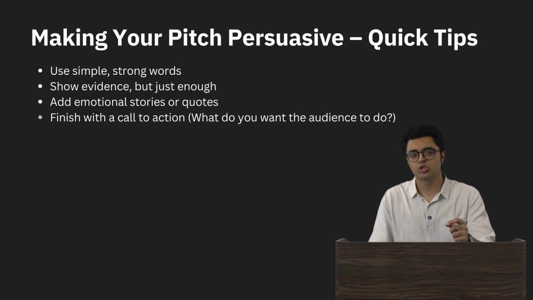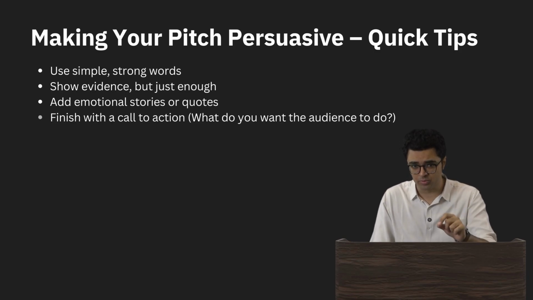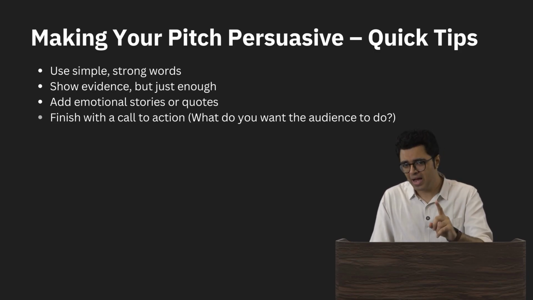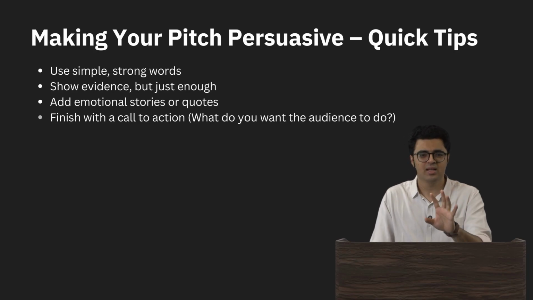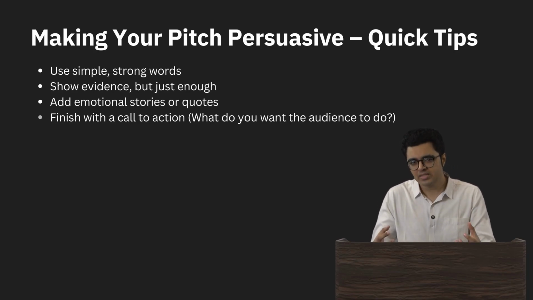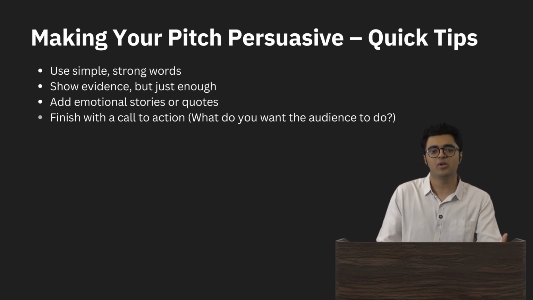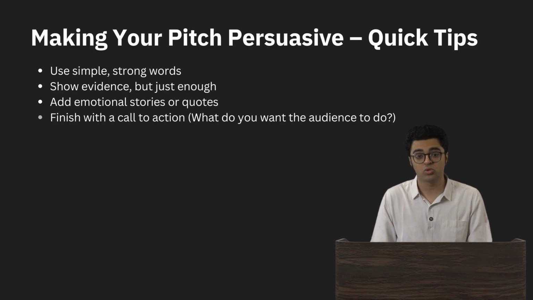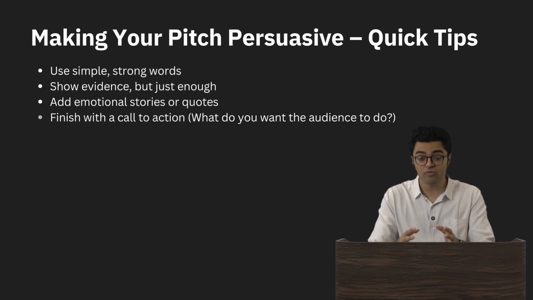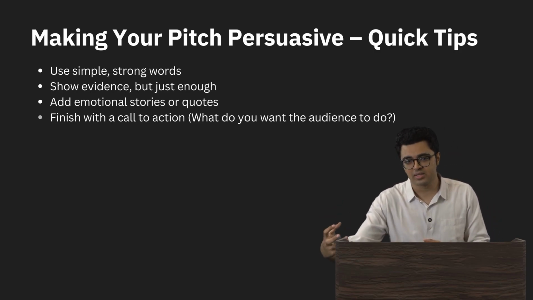Then, you show evidence, but just enough evidence. For each point that you are proving, one or at max two pieces of evidence can suffice. My advice to you would be mix up the nature of evidences. Try to pick a statistic coupled with a human story so that your point should be proven from multiple different angles. It is not just that the numbers are saying so, but also the people are saying so.